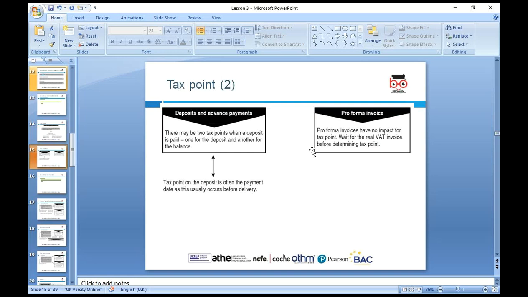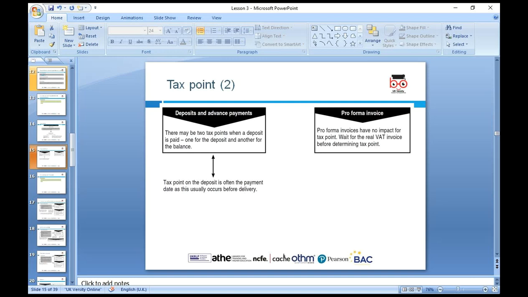So there may be two tax points when a deposit is paid, one for the deposit and the other for the balance. The tax point on the deposit is often the payment date, which usually occurs before the delivery. Let's say you paid an advance payment, yes, but the goods are delivered at a later date. But when you receive the payment and you deliver the goods within 14 days, the payment date will be counted as the tax point.